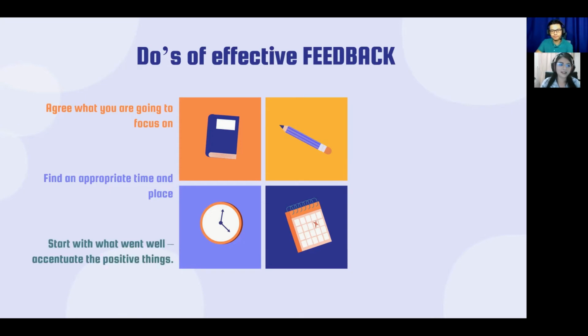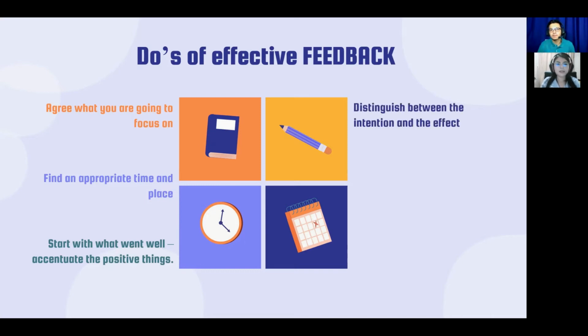Then we have the next do. You have to start with what went well. In this case, you need to accentuate the positive. What does this mean? Once you start with what went well, you have an appropriate environment to continue giving or receiving feedback. It's good to start with the good things because, well, some people prefer to start with the bad news, but it's good to start with the good ones. So you start everything in a good mood. Exactly. You start with something positive, right? And that will keep the conversation fluent, I would say.